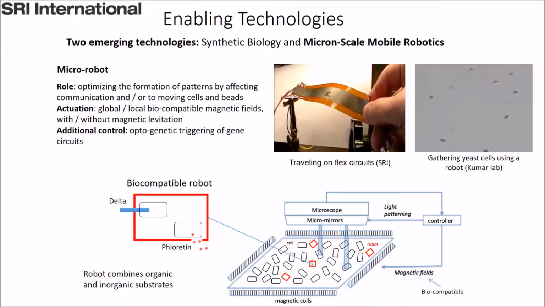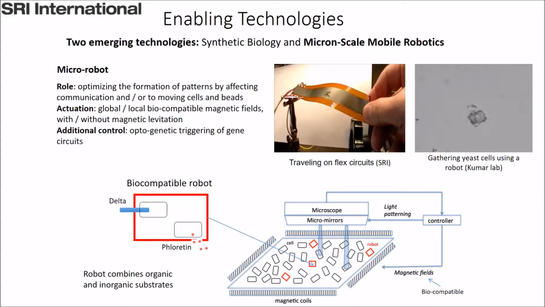The decision-making is implemented by the gene regulation interactions, which can be activations, shown in green, and inhibitions, shown in red. We use micron-scale mobile robotics to optimize the formation of patterns by affecting communication and/or by moving cells and beads. We are developing a robotic assistant that consists of micro-robots that can move under the action of a controlled magnetic field. In collaboration with SRI International, we are investigating different types of actuations, including magnetic levitation. The micro-robots combine organic and inorganic substrates. They can interact with cells in culture through direct contact or through diffusible molecules.